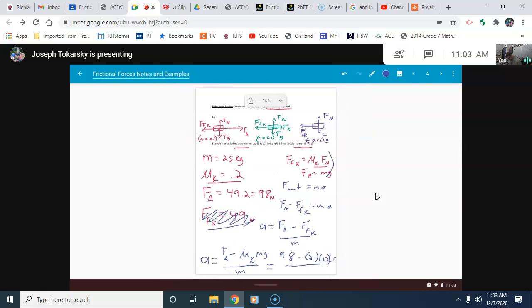I'm running out of room on here. Over 25. So I'm going to sneak it in here. I can't expand my screen anymore. That acceleration, when plugging in those numbers, is 1.96 meters per second squared.